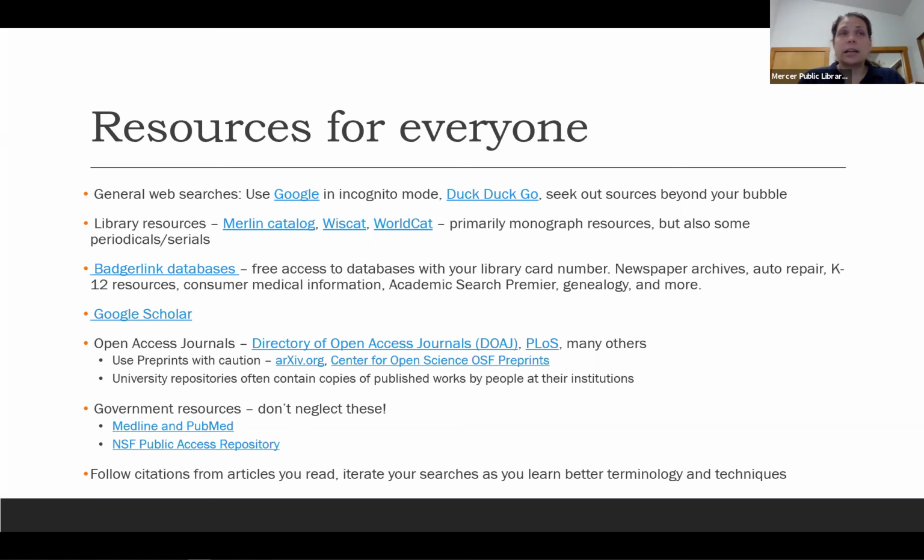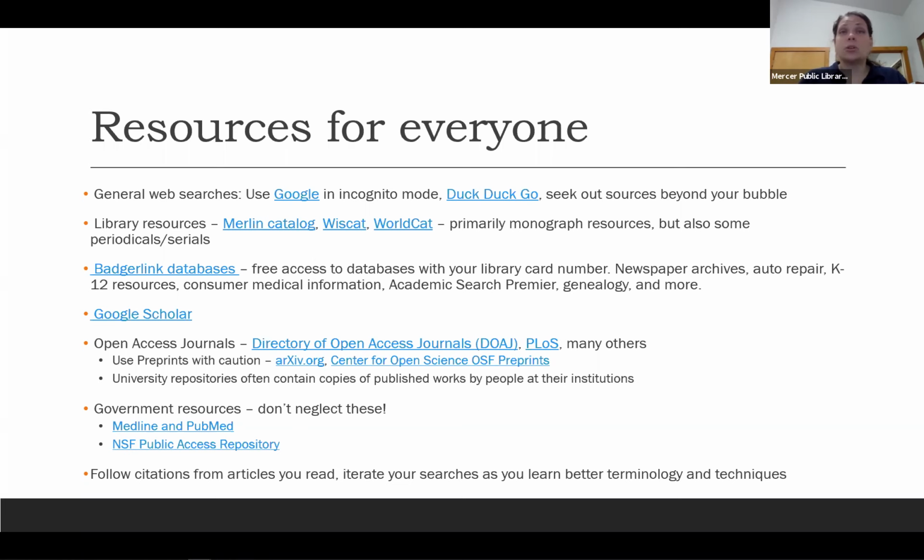BadgerLink is a collection of databases that are free to every state of Wisconsin resident. If you're in a library or if BadgerLink can determine that your IP address is coming from Wisconsin, you can get free direct access to BadgerLink. If you're on CenturyLink, their IP addresses are wonky. You often don't look like you're coming from Wisconsin, so you may have to log in with a public library card number. But if you do that, you can get access from home.